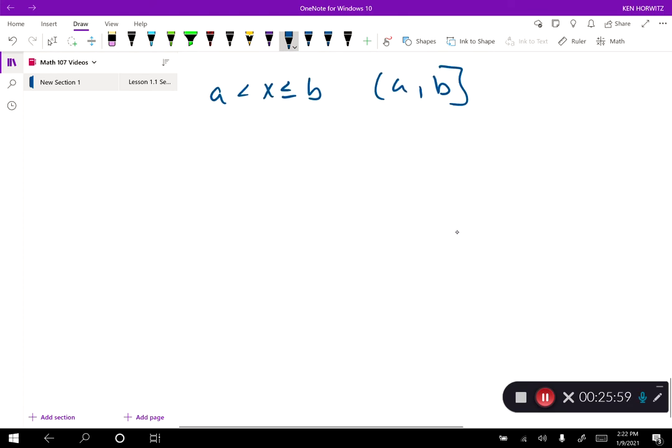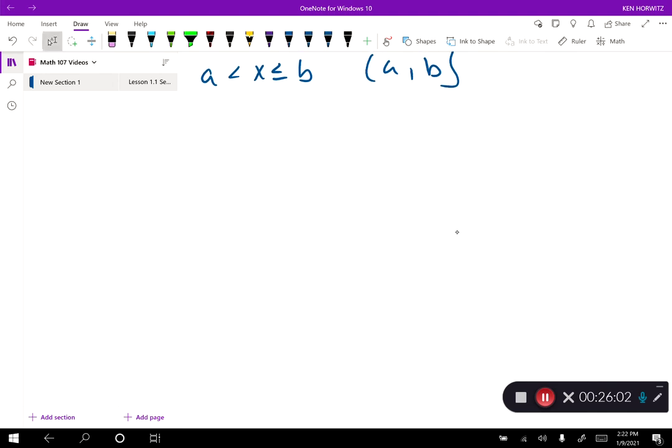All right. So I'm going to give you a couple of examples. Pretty straightforward. I just want to get you comfortable with the brackets and parentheses.